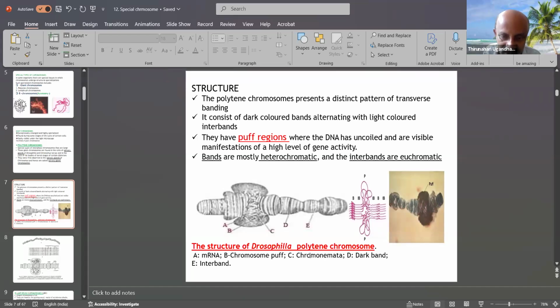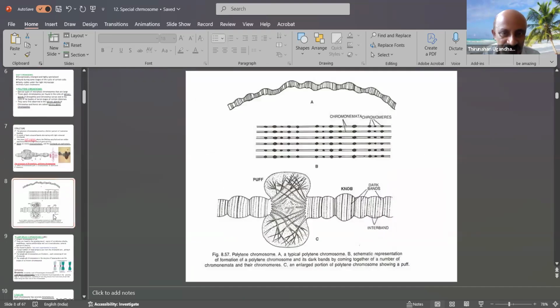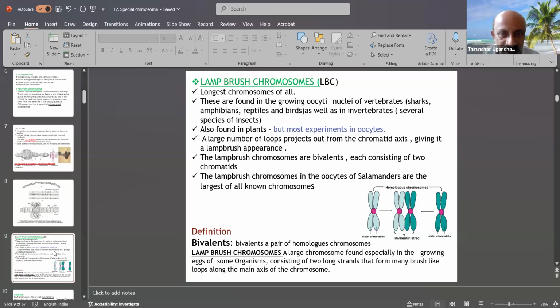This is the D part, and E is also interbands. These are all structures that show differentiation here. This part is also band structures. The chromonemata and chromomeres are arranged to form tubular, knob-shaped puffs. These puffs are arranged, but here these lampbrush chromosomes are the longest chromosomes of all.